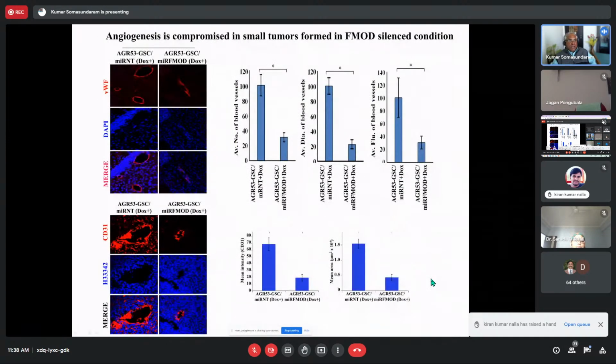We wanted to check whether the angiogenesis is compromised because we showed in vitro that FMOD induces angiogenesis. That could be the reason why when FMOD is not there in the bulk cells, it results in the reduction in the tumor growth. Of course, you can see the staining of EWF and CD31, 2 markers for endothelial cells. Both of them are highly present in the control condition, but not in the FMOD silence condition, which are shown in the form of quantitative bar diagrams. You can see all the different markers shown in different kinds of parameters. The angiogenesis is compromised in small tumors which are formed in FMOD silence conditions.